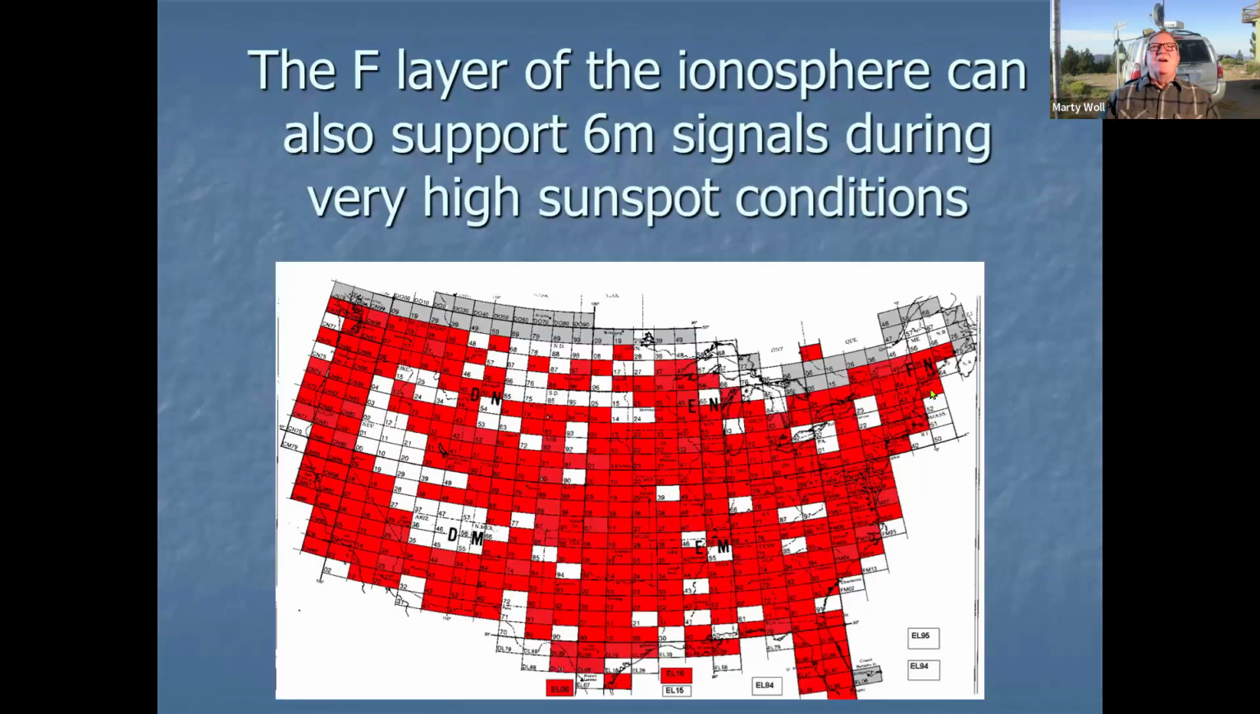Now, as I say, the F layer of the ionosphere also supports 6 meter signals when you have very high sunspots. This is my domestic grid square map. I have a bunch of stuff overseas, but these are the grid squares I have confirmed on 6 meters from home or from local mountaintops. You can see you can reach pretty much anywhere under the right conditions. This area is kind of blank because it's mostly uninhabited desert, so there aren't many people there. The combination of catching somebody on the air plus having propagation is somewhat rare.